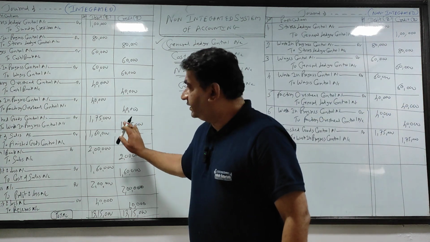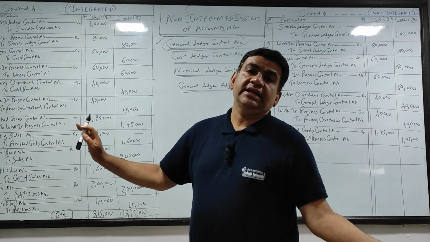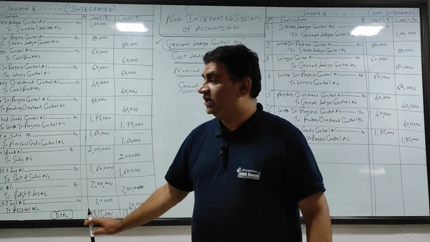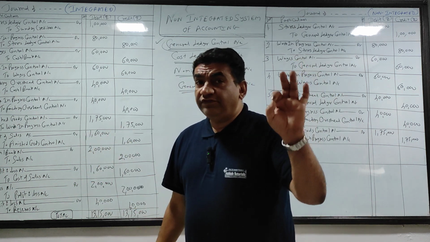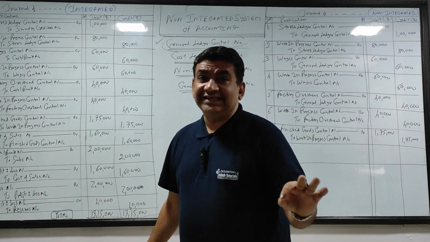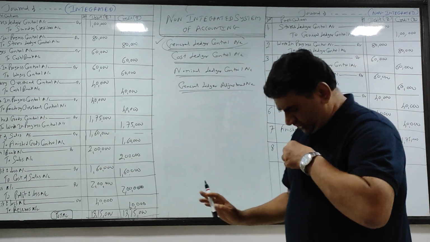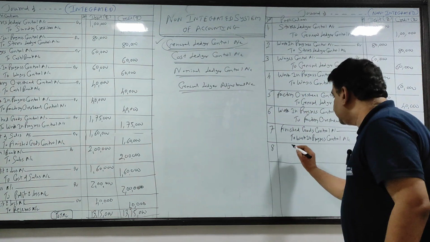Next, cost of goods sold. Number 8, cost of sales. Again an account used for costing. Finished goods control, again costing. So number 8 will also remain the same. So if you see, of the first 8 transactions, 5 are the same in integrated as well as non-integrated. So the entry will be the same.